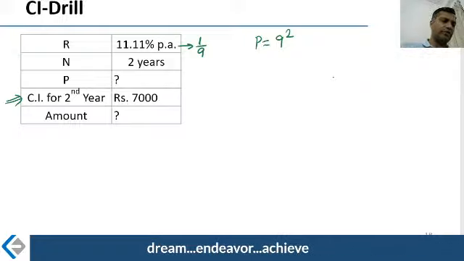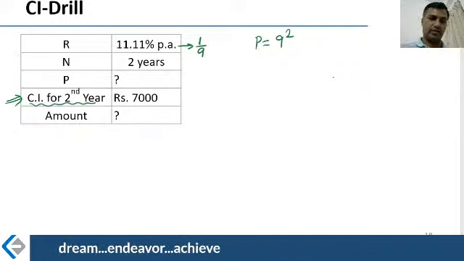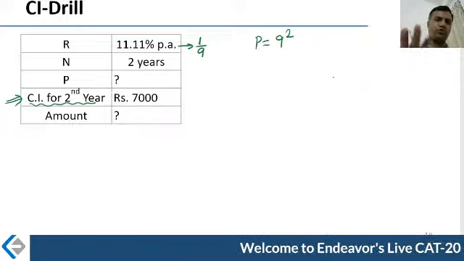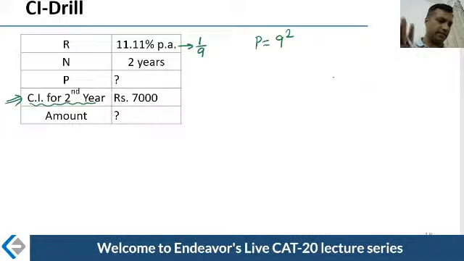Because that's when you will be able to calculate compound interest for the second year, not for 2 years. It is just the second year. That's the compound interest for the second year. Why did I start like this? I'll come to it. There is a reason for it. Let the principal be 9 square.